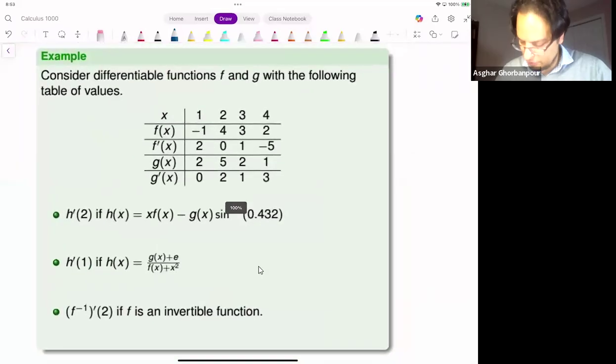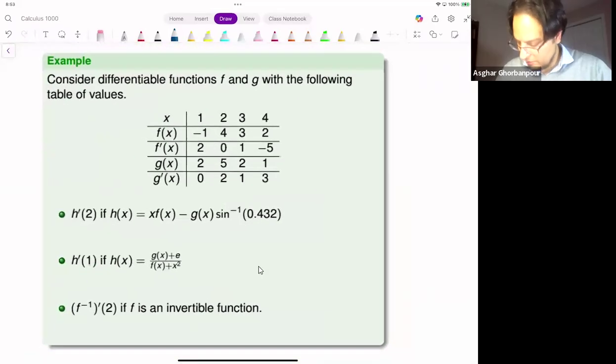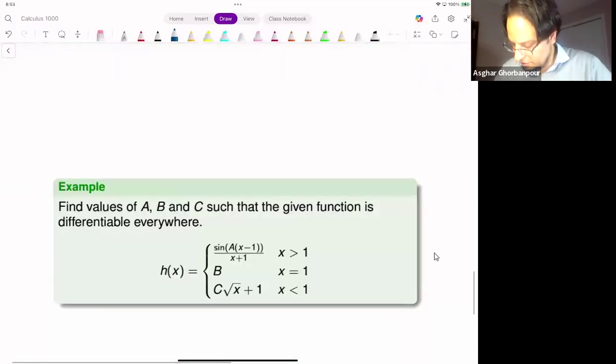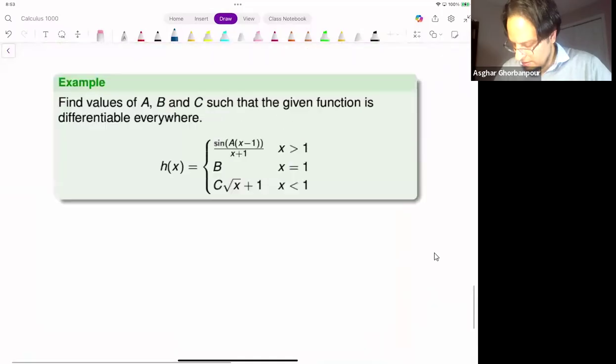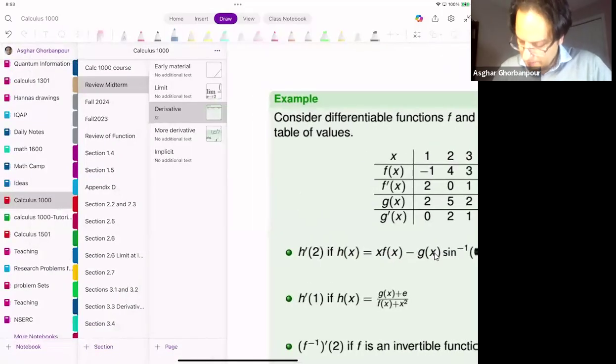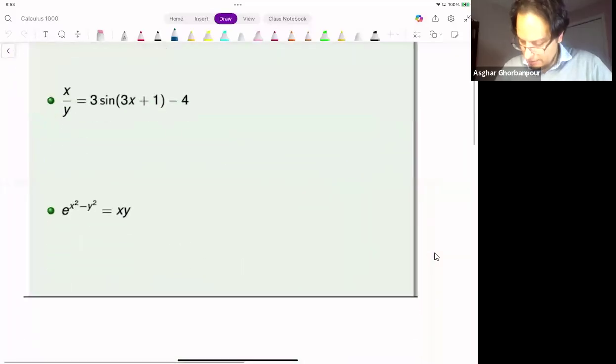I think I will try to finish this soon. I want to do one or two more things, at least a few implicit differentiation questions. That one I don't want to do. Yes, okay. Implicit differentiation. Yes, okay.